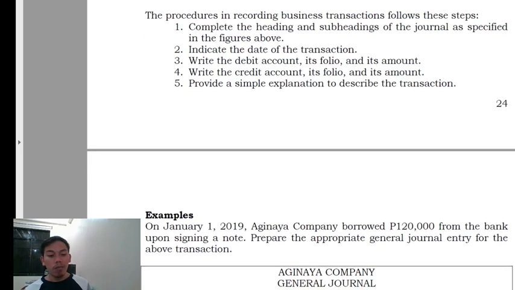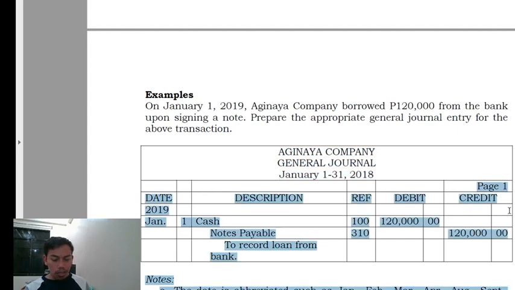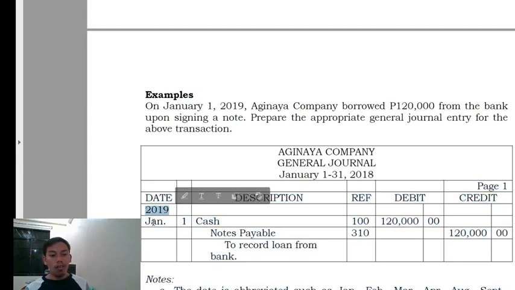So we have an example here for Aginaya Company. So on January 1, 2019, Aginaya Company borrowed 120,000 from the bank upon signing a note. Prepare the appropriate general journal entry for the above transaction. So ito, that is called the heading. Itong mga to, page 1, lahat yan, that is called the subheadings.